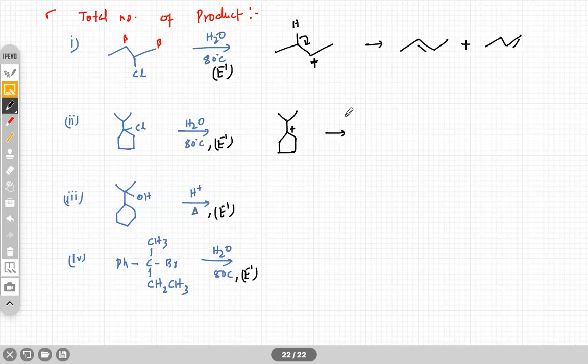So here also there's no rearrangement possible, right? And that's why we eliminate H from here or H from any one of these two carbon atoms. So the possible elimination product is this, or we get this double bond. These are two products we get.